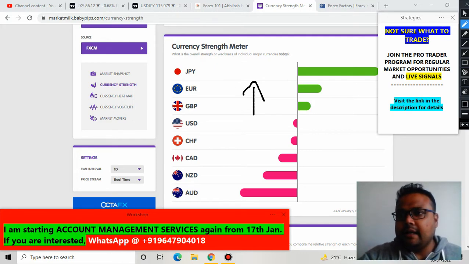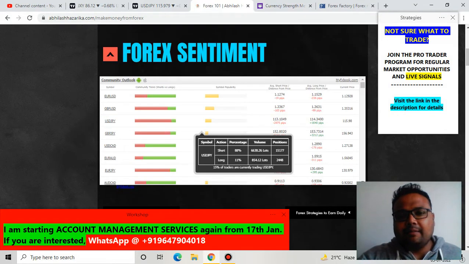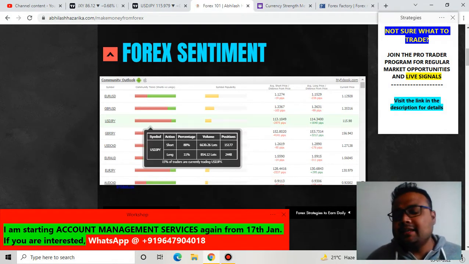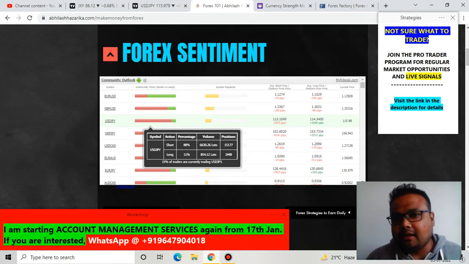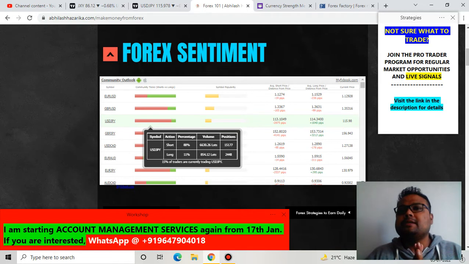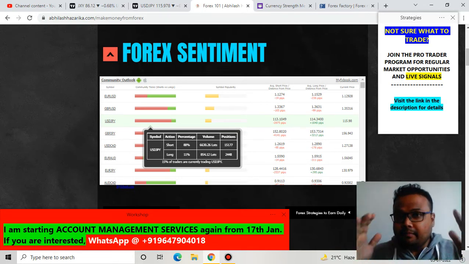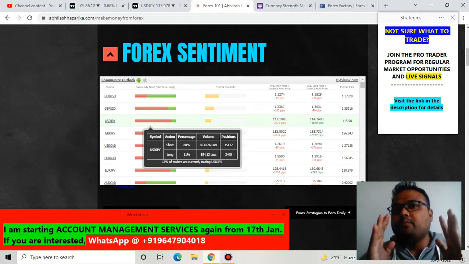And if I take you to the Forex sentiment meter, you can see as usual retail traders are on the sell side, always on the opposite side of the trend of the market. So my dear friends, please do not make the mistake. Only trade with the trend of the market, and please take trades with proper analysis.